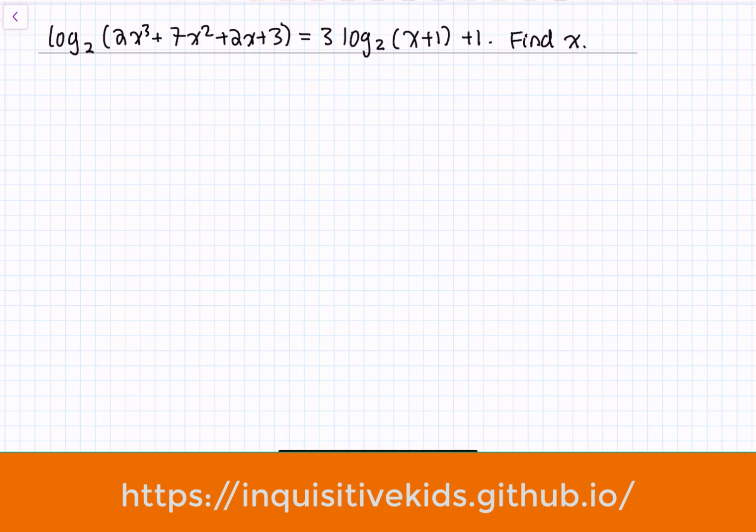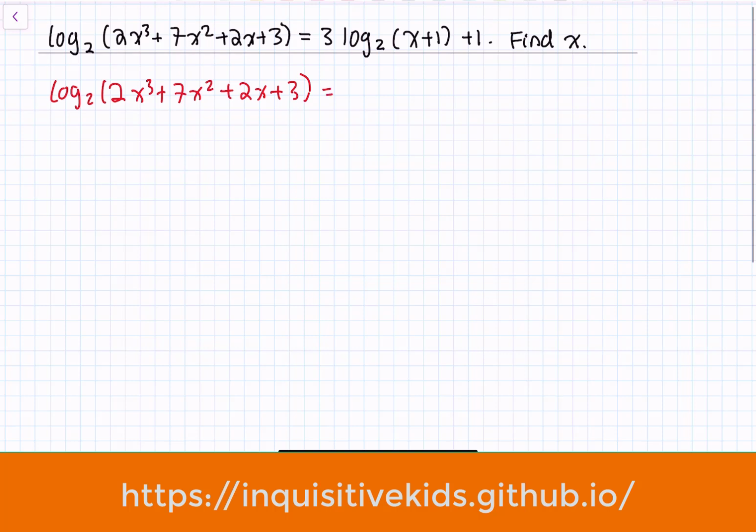I'm sure many of you have learned the basic logarithmic identities and the laws of logarithms. For example, if you have log a m plus log a n, two logs with the same base, it's the same thing as log a mn. So that is one property of logarithms that I'm sure you've learned. So how can we solve this problem?